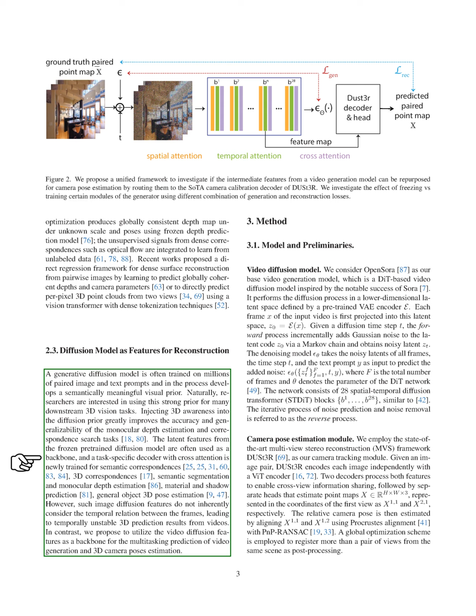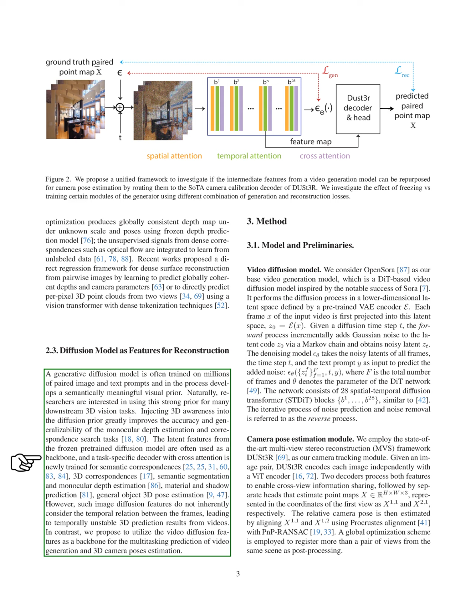We often use latent features from a pre-trained diffusion model as a backbone, training a task-specific decoder with cross-attention for various applications, including semantic correspondences and 3D pose estimation. However, we note that these image diffusion features do not account for the temporal relationships between frames, which can lead to unstable 3D predictions from videos.